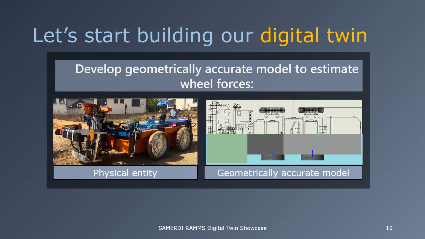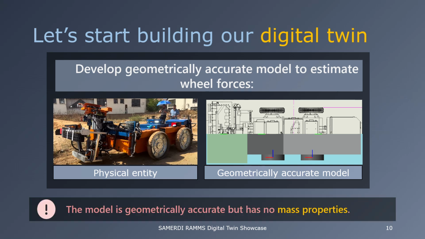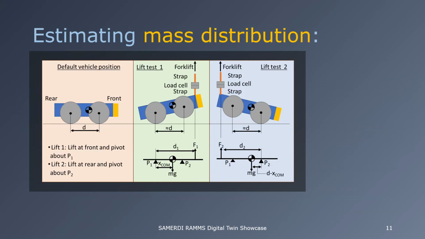Firstly, we developed a geometrically accurate model of our CMTI roof bolter to allow us to estimate the wheel forces. Estimating the wheel forces is paramount to this whole traction estimation process. So on the one side, we had our physical entity and we had CAD drawings of this entity, and we were then able to draw up 3D models of this entity in an environment we call Simscape. It's a MathWorks product. But currently this model is only geometrically accurate. It has no other properties like mass associated with it.